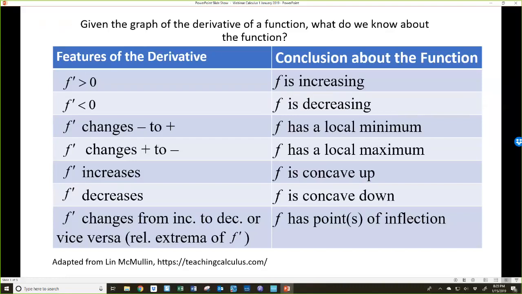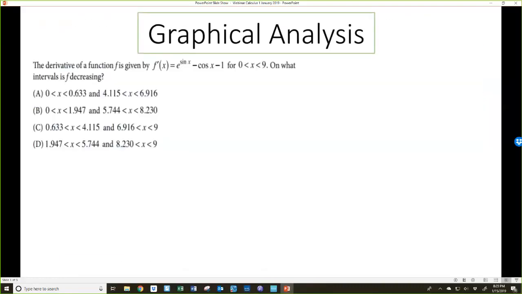and this is also a release question. We have a derivative function that is rather interesting. It's the exponential e to the sine of x minus cosine x minus 1. We want to work on the interval from 0 to 9, and we want to know the intervals on which f is decreasing. So if we think about that chart that I had just presented, we would know that the function is decreasing when the derivative is negative.